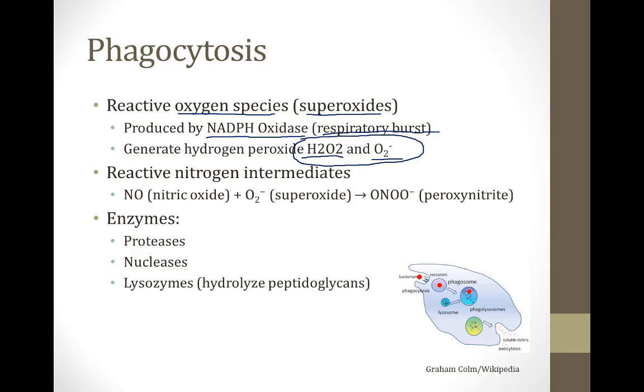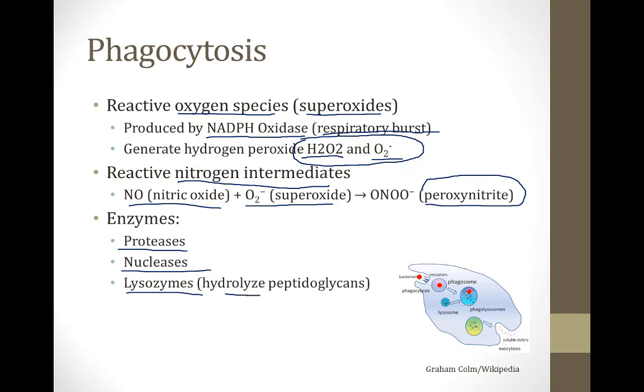Also inside of the lysosomes you will find reactive nitrogen intermediates. This happens when nitric oxide is reacted with those superoxide molecules. It creates compounds like peroxynitrate, and these are also toxic to bacteria and pathogens. And then finally, you will find many enzymes that break down structures in bacteria and other pathogens. These include proteases, which break down proteins, nucleases, which break down nucleic acids, and lysozymes, which hydrolyze peptidoglycan in the cell wall of bacteria.